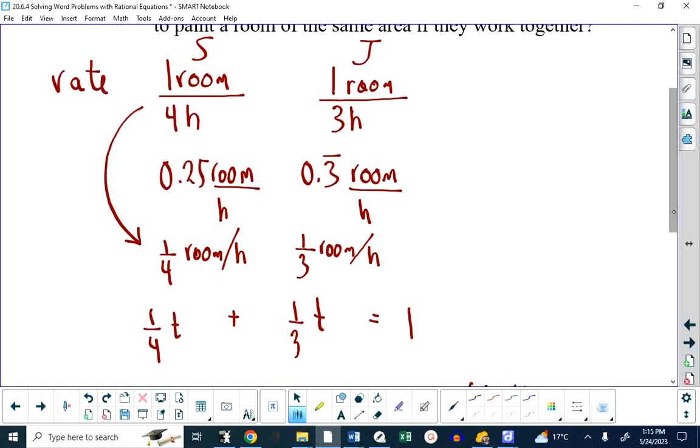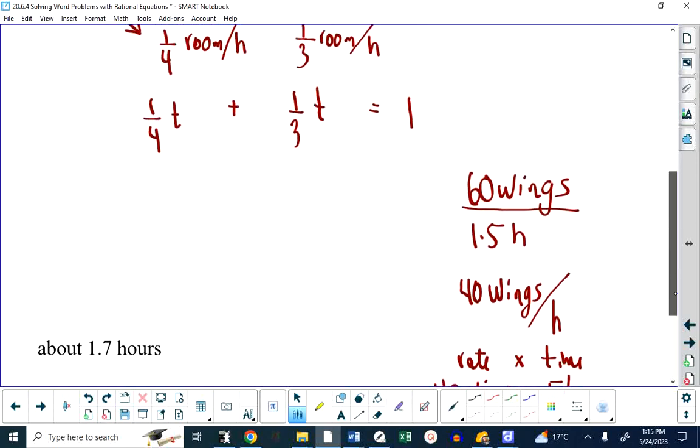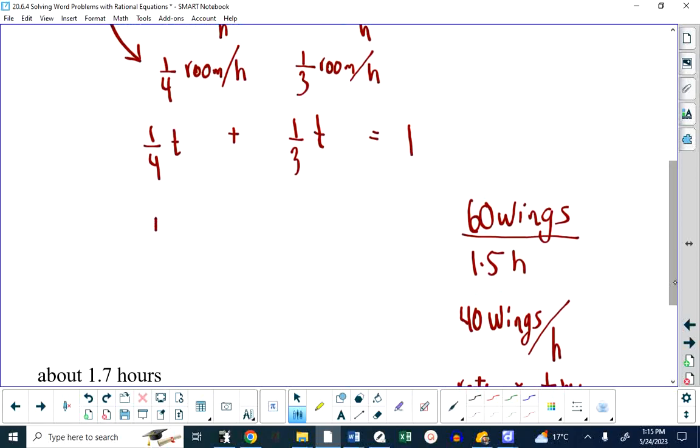This is the equation you have to solve for tomorrow. The equation is t over 4 plus t over 3 is equal to 1. It is a rational equation, okay? We're not solving it right now. That's part of your homework. And this is a type of word problem in this unit that you need to know how to do.